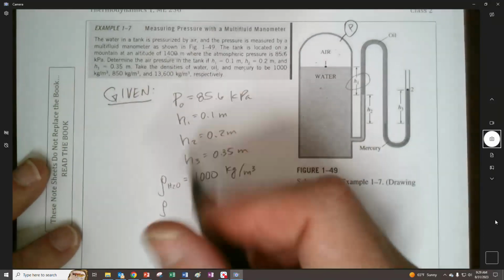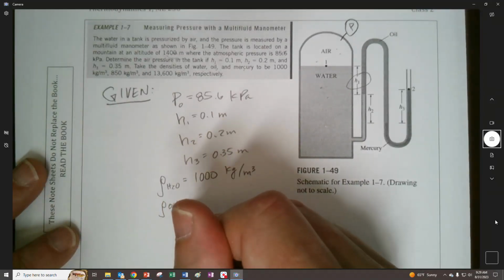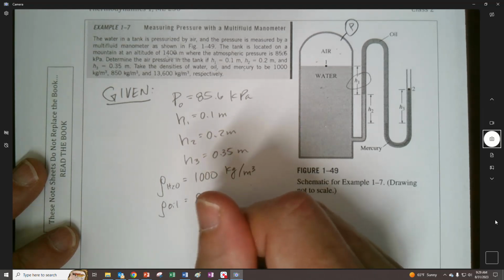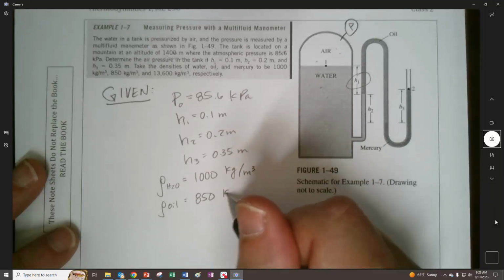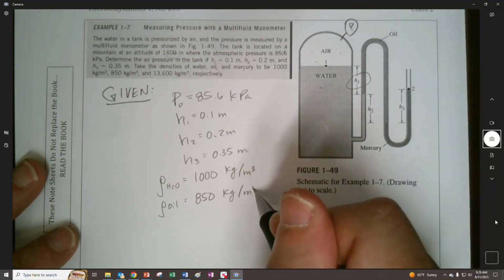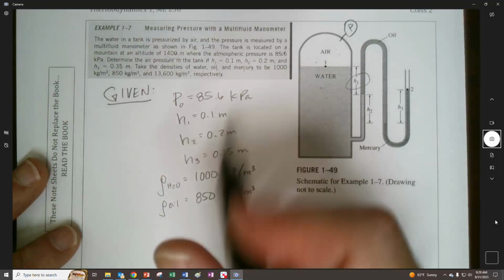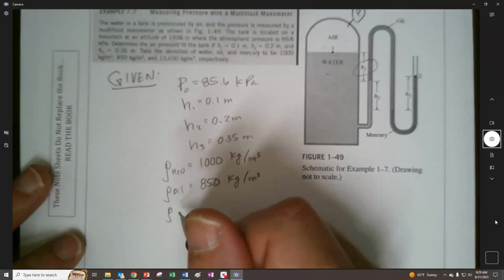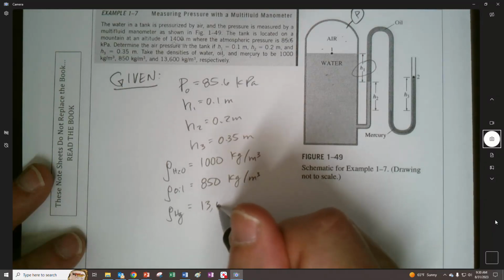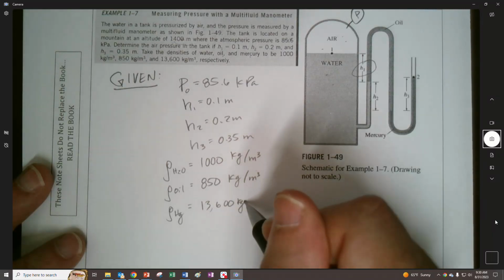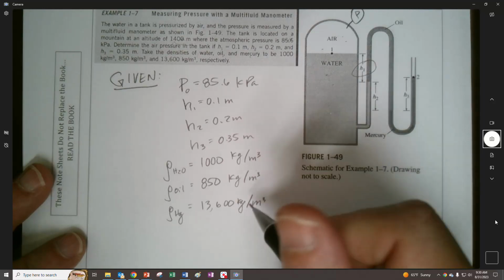Density of, what do we got? Oil is going to be 850, right? So its specific gravity is 0.85. You notice that, right? 0.85. Easier to do. Easier to think of. And then mercury, go Hg, 13,600 kilograms per cubic meter, which is pretty typical.